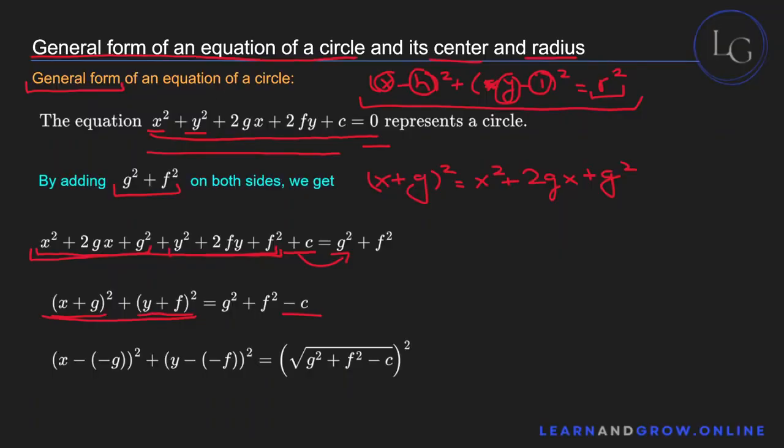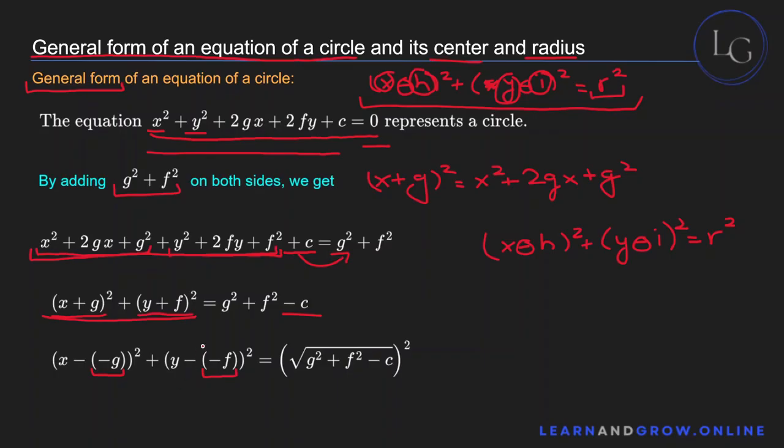Now what you must do is, since you know that in the general form you have negative signs, right? Let me just again write this down. This is the general form of the equation of a circle, and you see these are negative signs. So now you need to, instead of writing (x + g)², you write (x − (−g))² and (y − (−f))², right?